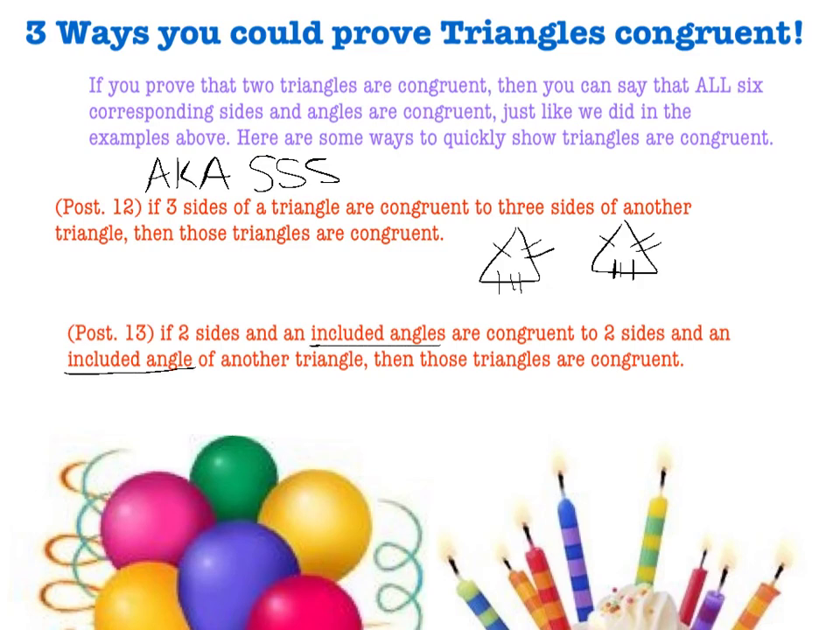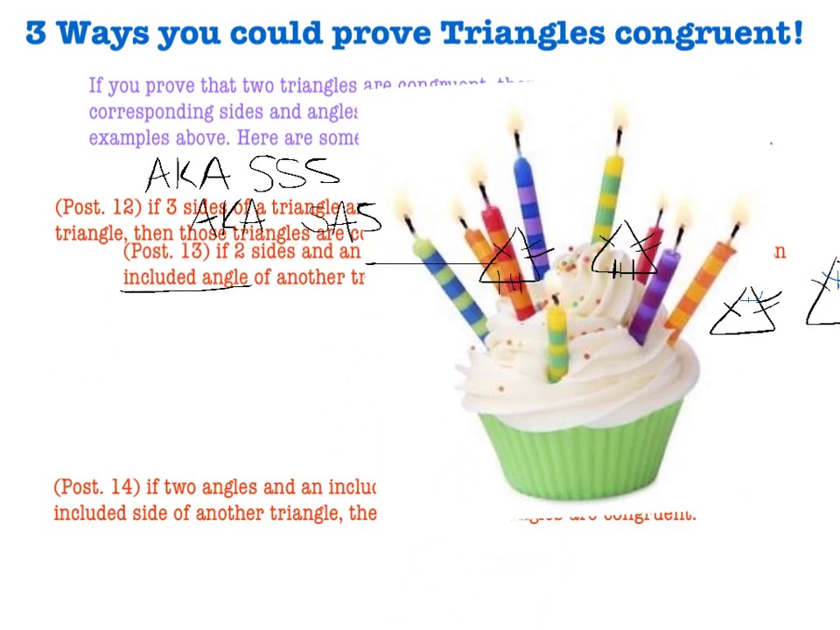This is really important. So if you have 2 triangles and their sides are congruent, 2 sides, the included angle, and here they're talking about the angle in between these two sides right here. If those are congruent, then you can say those triangles are congruent. If I had to give this one an AKA, instead of side, side, side, I would call this one side, angle, side.